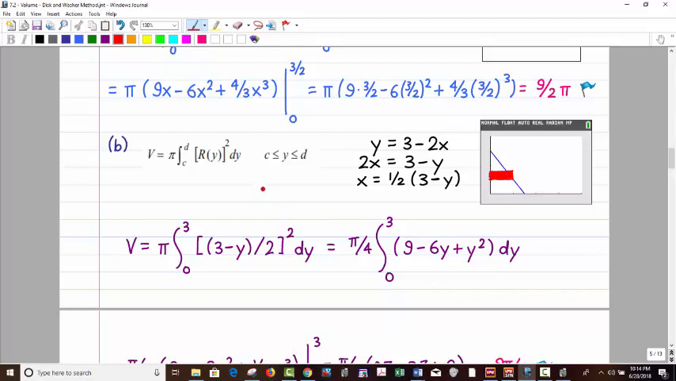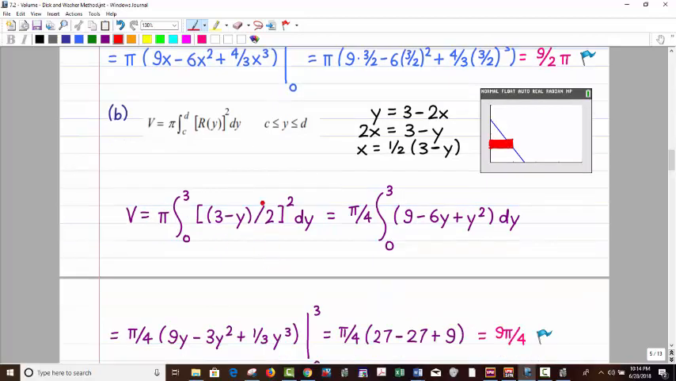All right. So now we will be integrating the function (3 minus y) divided by 2, squared. And then vertically it's from 0 to 3. 0, 1, 2, 3. You can put 0 in there for x and see real easily that y equals 3. So 0 to 3.